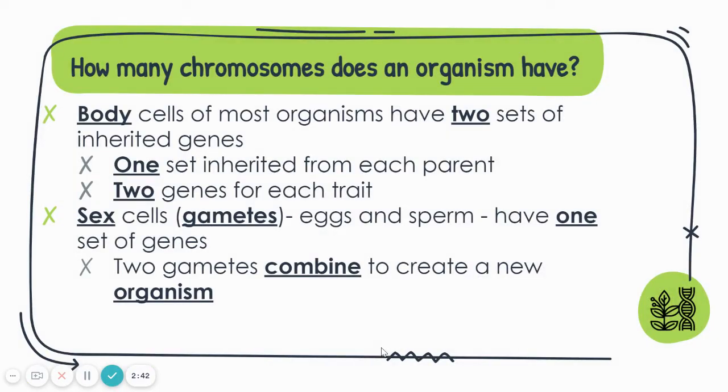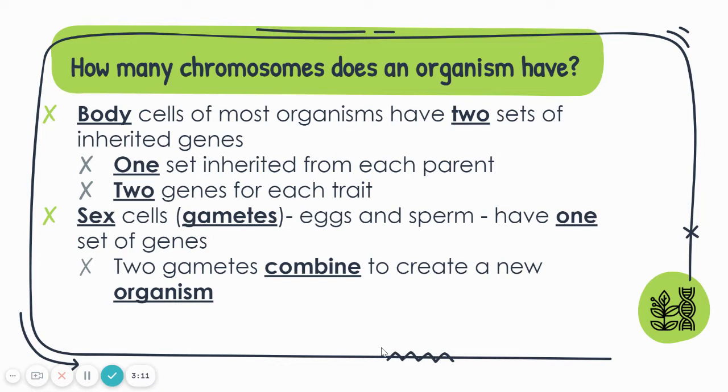So let's talk about meiosis. So let's talk about the chromosomes organisms have. We've talked about this a little bit before. Body cells, which are also called somatic cells, of most organisms have two sets of inherited genes, one set from each parent. So you have one set of chromosomes or genes from your mom and one set from your dad. As a result, each body cell has two genes for each trait, right? One gene from mom, one gene from dad.